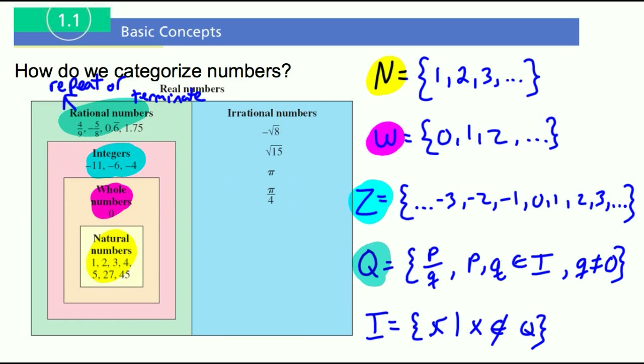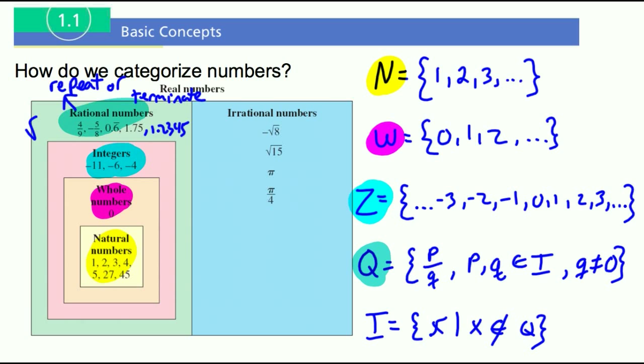1.75, see how that decimal terminates? It stops, so that constitutes a rational number. If I have the number 1.2345, well, it doesn't repeat, but it does terminate.